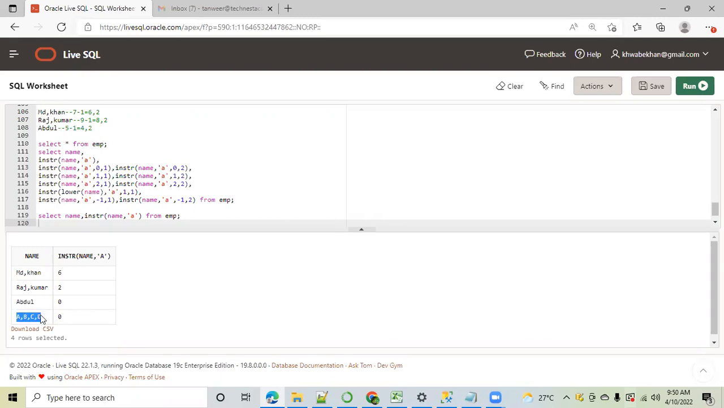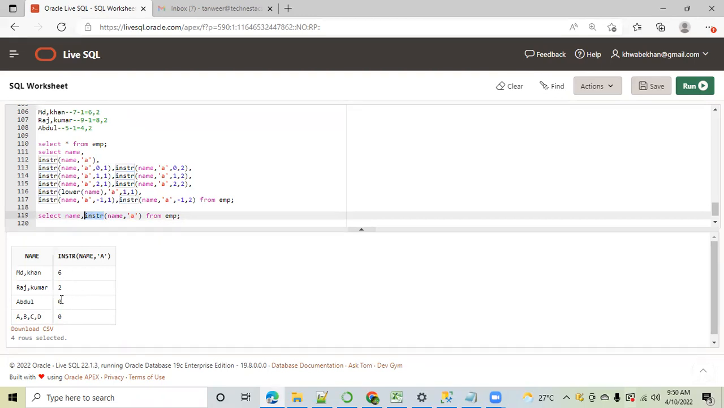Similarly, why here is it 0? Lowercase a is not present here. So I think data is case sensitive. You know all those things, this is an old dialogue now. So the INSTR function will tell you the position of that particular character. Here I am searching for character A. So the INSTR string function will tell you what the position of that character is.